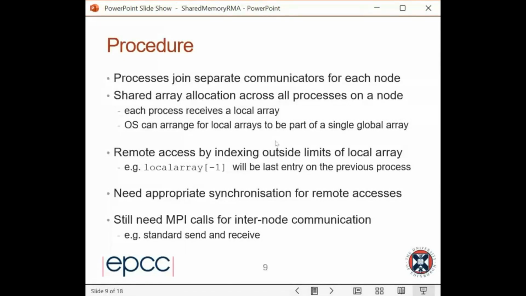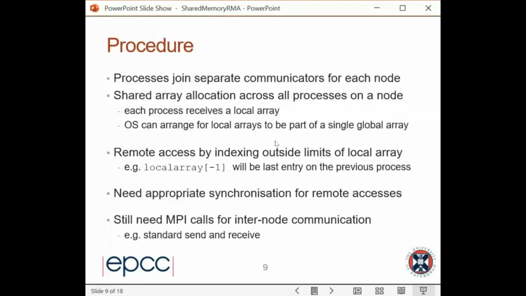The way it works is that each process receives a local array. So each process says, I'd like to allocate an array of 1,000 integers, for example. If you have 128 processes, in total, you get an array which contains 128,000 integers. However, the clever thing is that this is arranged to be a part of a single global array. So if each process says, I would like 1,000 integers, MPI will allocate an array of 128,000 integers on ARCHER2, and each process will get a subsection of that array. So each process gets a subsection of a large contiguous array.